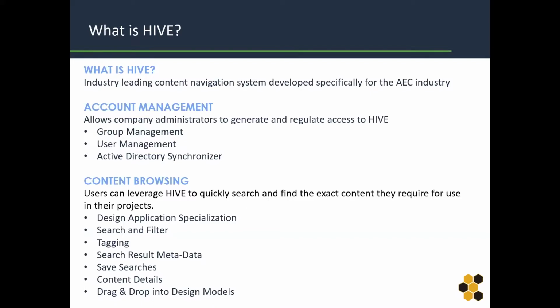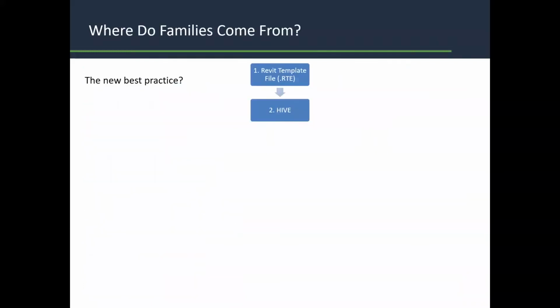You just simply drag and drop it in, or you can double click it inside of Hive, or you can choose the load button. I guess there's three ways to do it, but I prefer drag and drop, and it's that easy. You just grab a piece of content you want and drag it in.